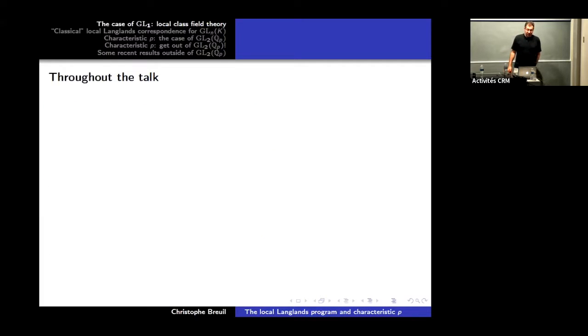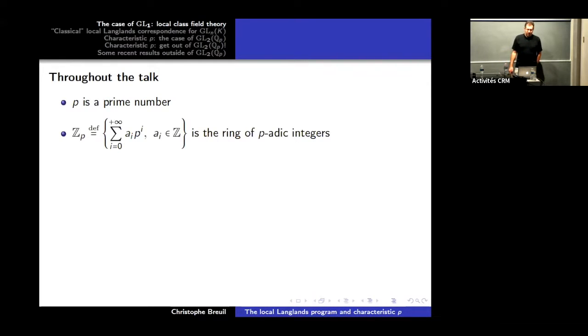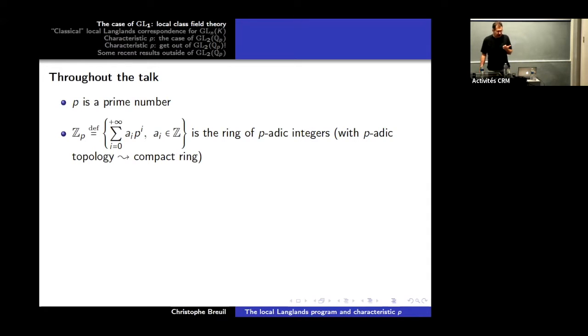So, the case of GL1. Throughout the talk, I'll have some elementary notation. So p will be a prime number. Zp will be the ring of p-adic integers. You take an integer, you can expand it in base p, as you know. The p-adic integers just extend this expansion formally to plus infinity. This defines a ring, with addition and multiplication. There's a natural p-adic topology on it: two integers are very close if the difference is divisible by a very high power of p. This makes the ring a compact ring.